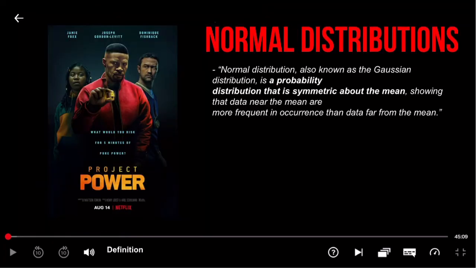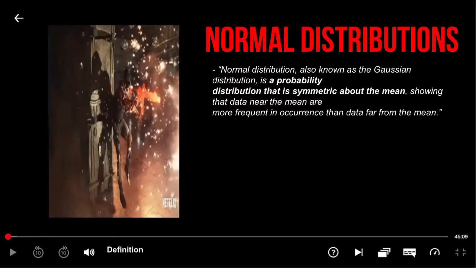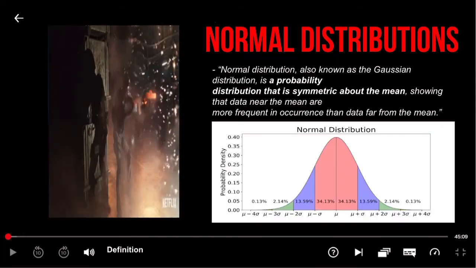Normal distribution, also known as the Gaussian distribution, is a probability distribution that is symmetric about the mean, showing that the data near the mean are more frequent in occurrence than the data far from the mean.